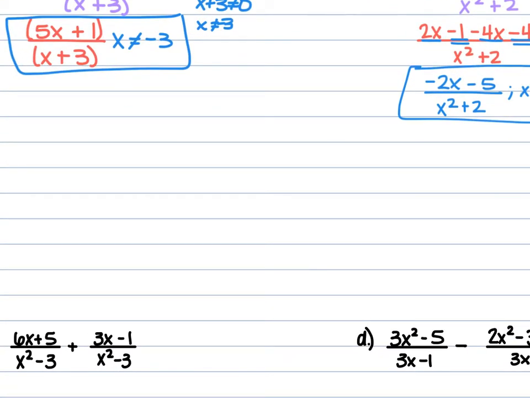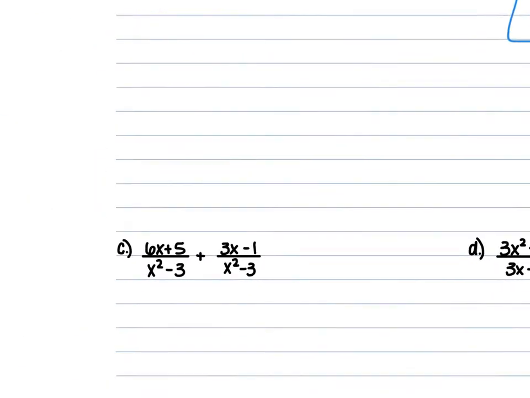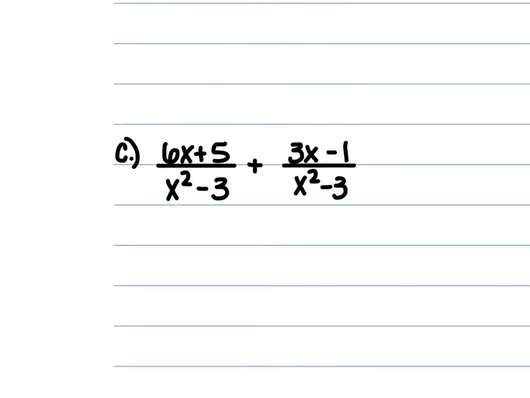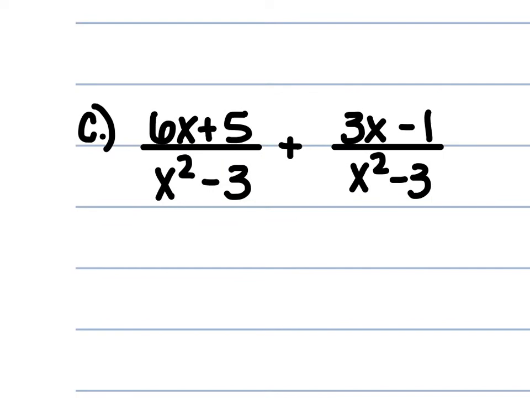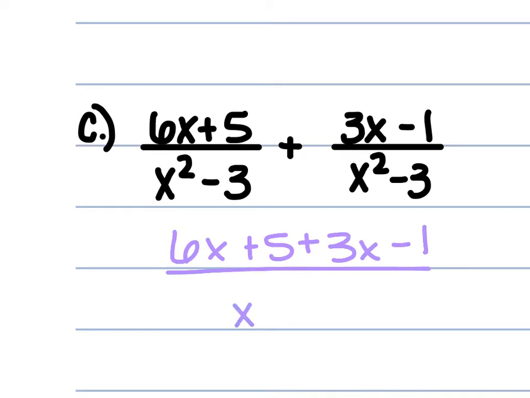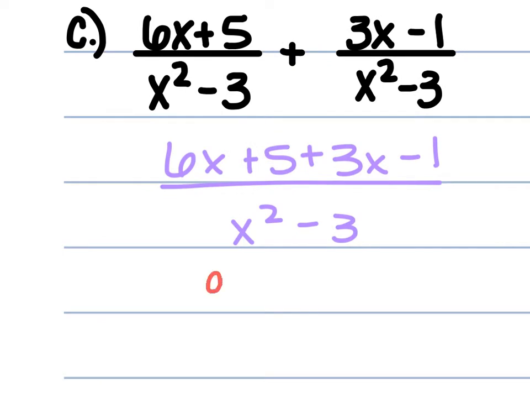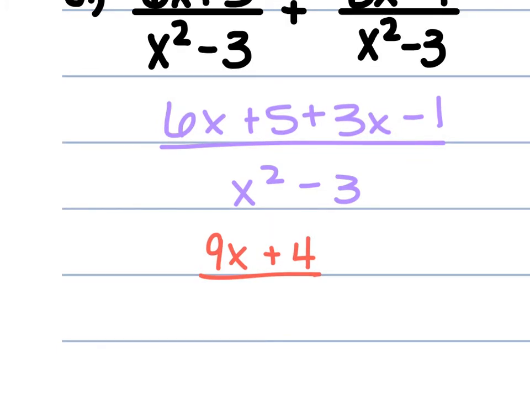For C, we have 6x plus 5 over x squared minus 3 plus 3x minus 1 over x squared minus 3. So our denominators are the same. We're just going to combine like terms on the top. So 6x plus 5 plus 3x minus 1 all over x squared minus 3. The 6x plus 3x is 9x. The 5 minus 1 is a positive 4. So 9x plus 4 over x squared minus 3.